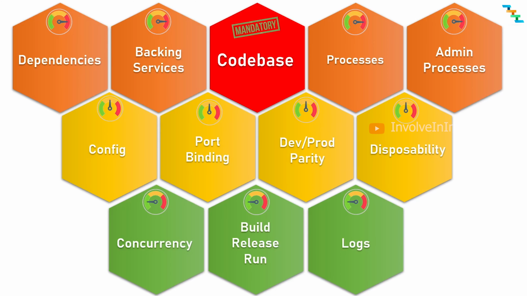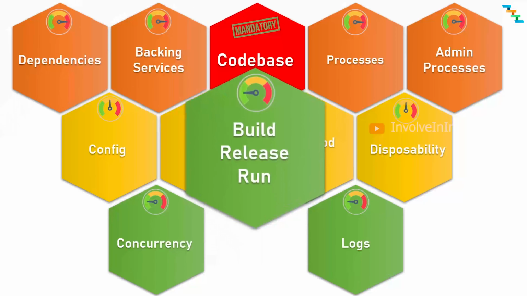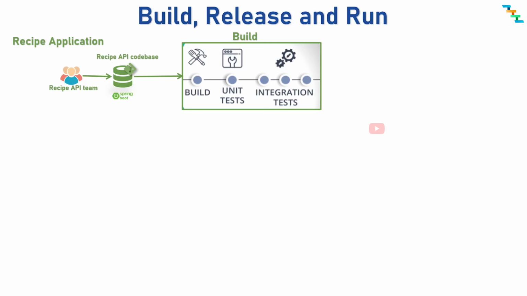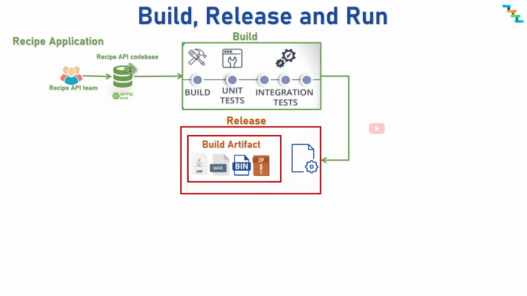Next we will see about build, release and run. There are 3 stages in creating a build artifact and deploying it to any environment from the application code base. They are, first, the build stage. In this stage, it converts the application code to an executable bundle or build artifact. It also performs the unit test and integration test on the build artifact. If all the unit tests and the integration tests succeed, then the build artifact will be created.